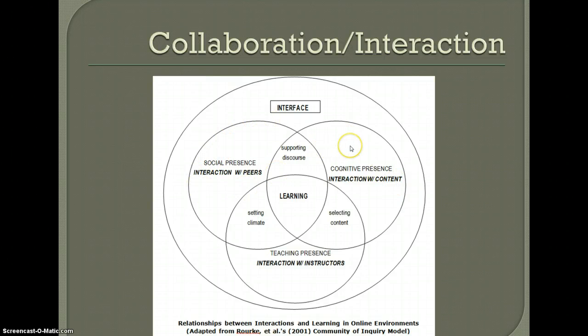So there are 3 interactions that should be present in every online course. That's interaction with the content. Sorry, not text maybe, but the content. Student interaction with peers, and student interaction with the instructor. So student interaction with content, with peers, and with instructors.